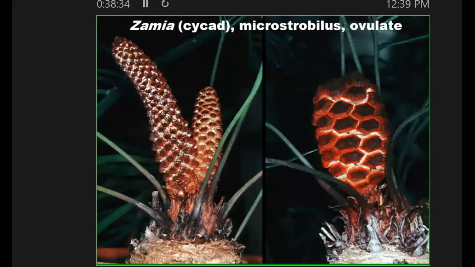Cycads, on the other hand, the male cone is the taller one here, okay? And then the female cone is usually fatter, wider, but shorter. And if you weigh it, the male cone wins in weight. So they say the male cone is bigger in the cycads, but in all the other groups, it's the female cone.